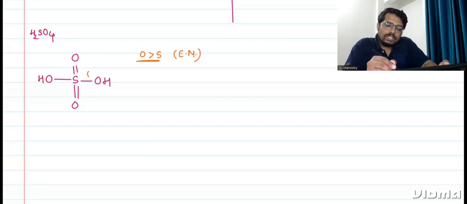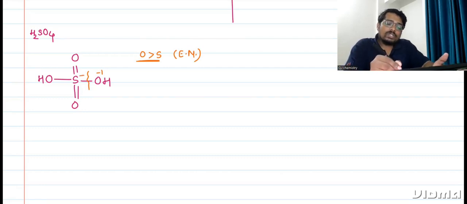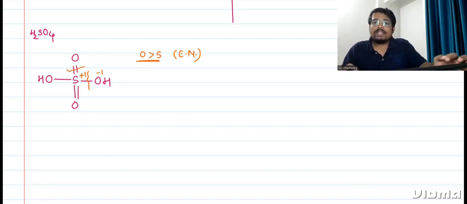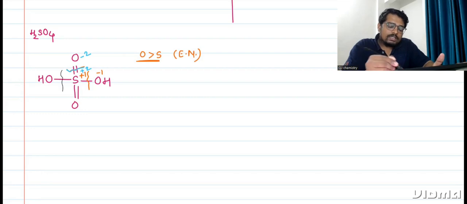Now, dissociation of this oxygen sulfur single bond. Since oxygen is more electronegative, assign -1 charge to oxygen and +1 charge to the less electronegative atom. Sulfur is less electronegative, so assign +1 charge to sulfur atom. Similarly, on dissociation of these two bonds, assign -2 charge to the more electronegative atom and +2 charge to the less electronegative atom. Similarly, on dissociation of this single sulfur oxygen bond, assign +1 charge to sulfur and -1 charge to oxygen atom.